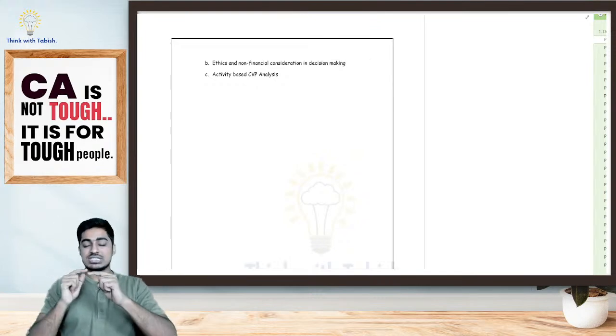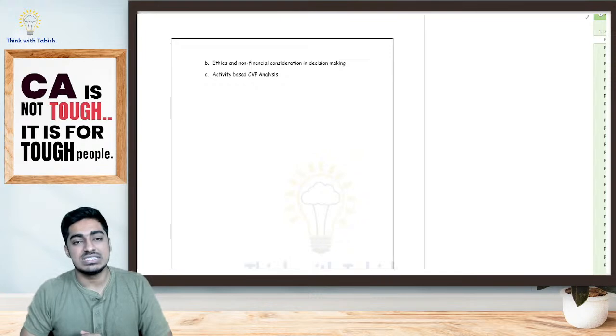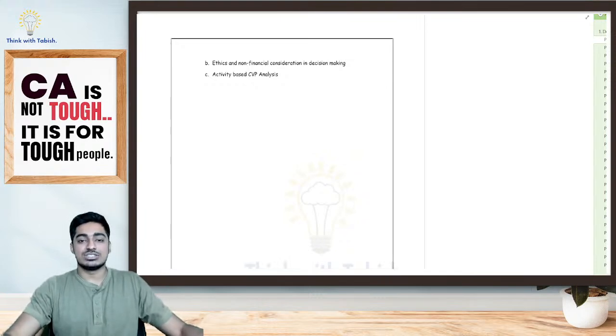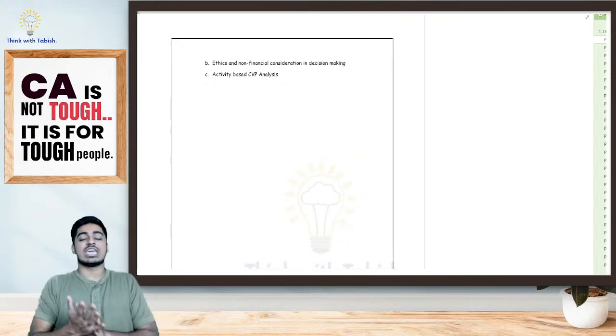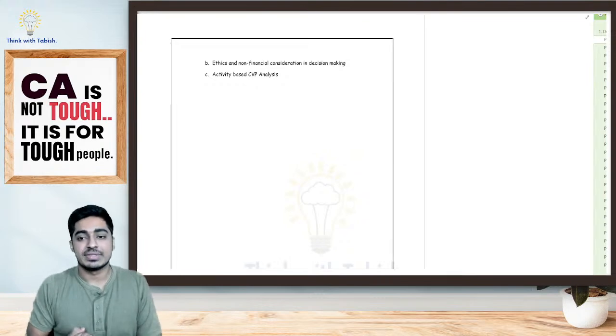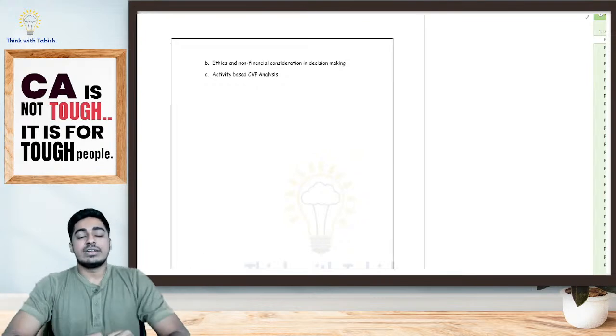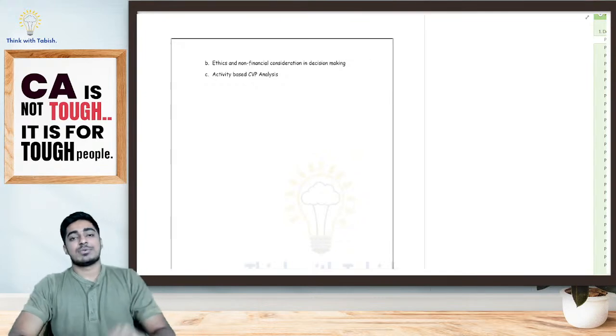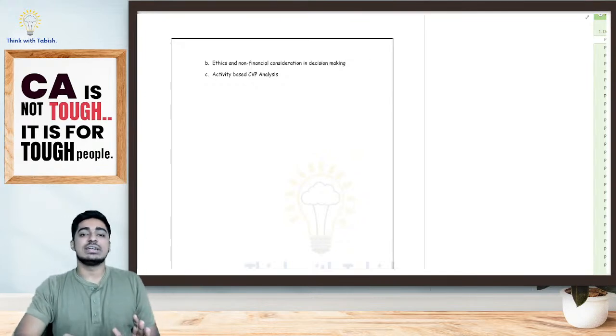Variable cost ratio is the change in total cost divided by change in sales into 100. Is it clear, students? Any doubts? We are just having a recap of what all we had studied yesterday. Next we went into the third concept, concept 1C, relevant costing technique.